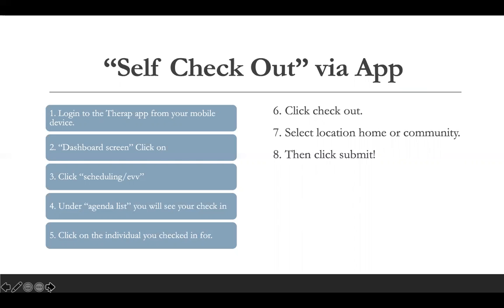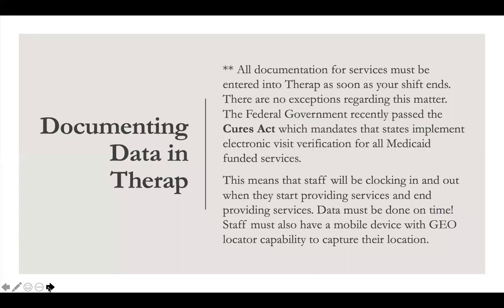So same process, log into the app, you're on the dashboard screen, you click scheduling EVV, under agenda list, you see who you checked in for and who you were currently working with. You click on that individual, and then you just click to check out. It's going to ask you the location again, whether home or community, and then you click submit, and that's it. This has to be done when your shift ends.